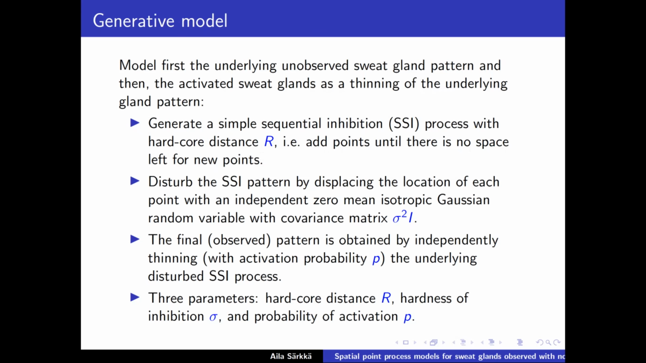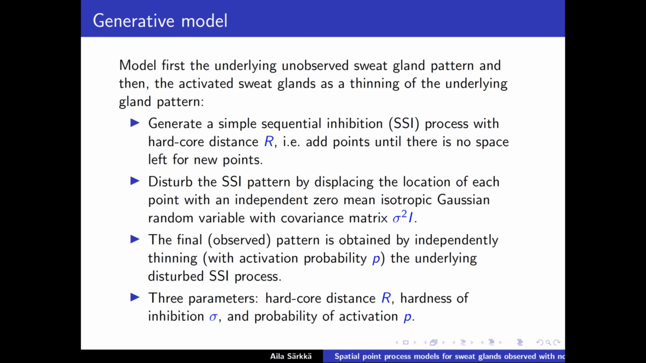But if you have a soft core model, there's always a possibility to put two points very close together, so you can keep on adding points forever. It never gets filled. That's why, to construct the underlying soft core structure of the sweat glands, we first generated a hardcore model. We added points sequentially, one by one, and we always had a minimum hardcore distance between them. This hardcore distance is R. We kept on adding points until there was no space left. This gives you a hardcore structure.